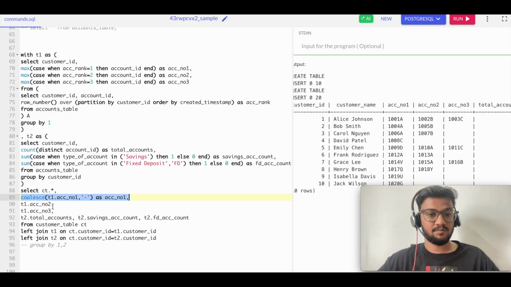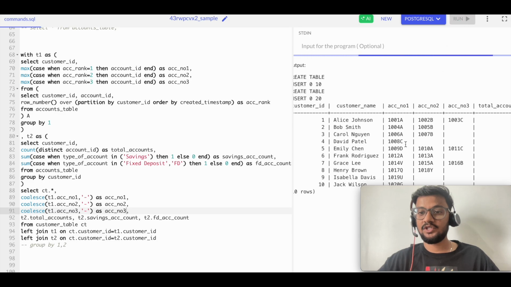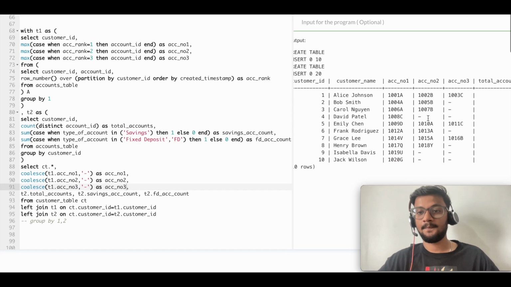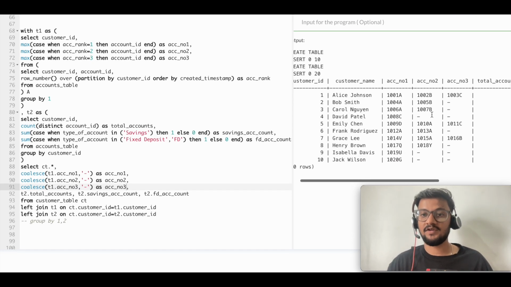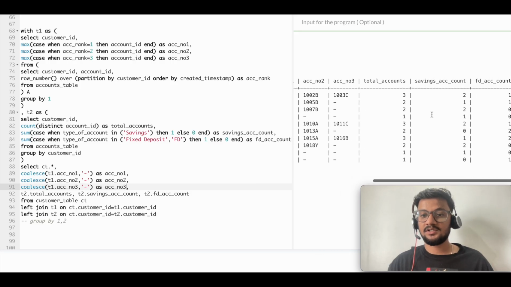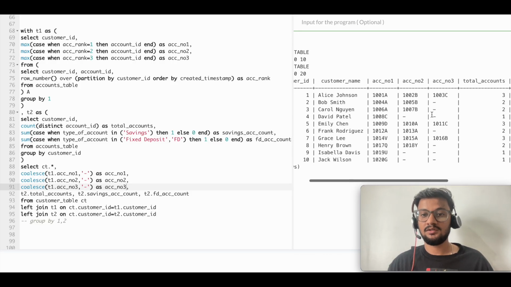and let's copy it down and change the numbers. Now it's obvious that account number 1 will never have a blank, but account 2 and 3 might have a blank. So yeah, now we can see we are having the hyphen values in this place, and this gives us the structured output which was required in the question.